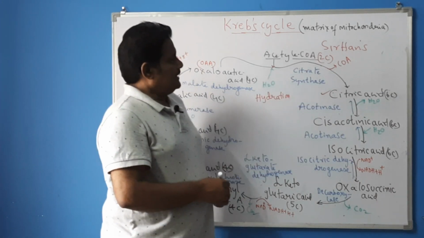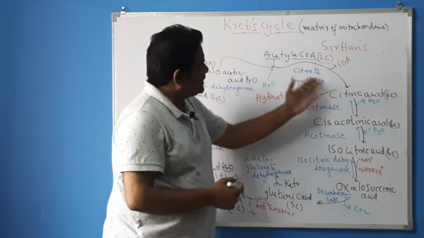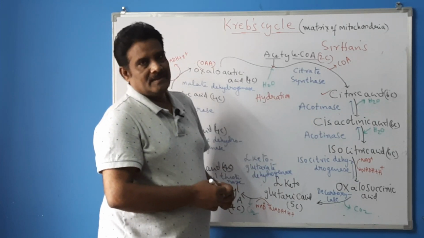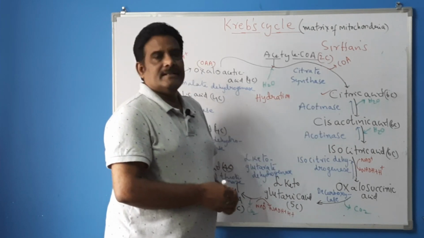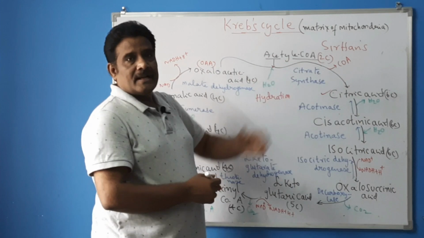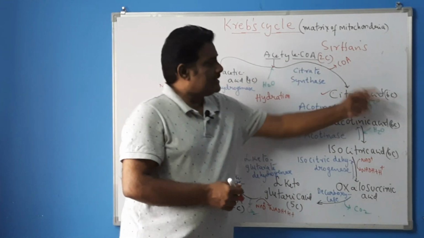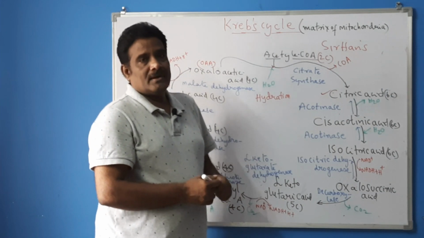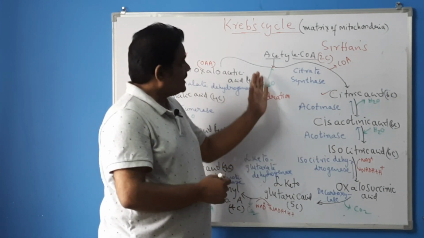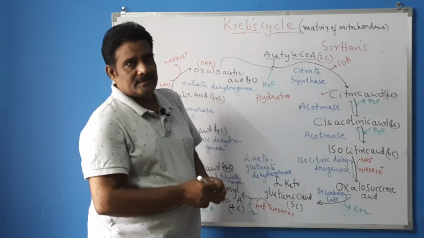And this step is influenced by an enzyme. The name of the enzyme here is citrate synthase enzyme. Okay. This is the first step of reaction in the Krebs cycle. And in the next step, citric acid is a 6-carbon compound. That point you have to understand. You have to understand the number of carbons present in the intermediate substances.